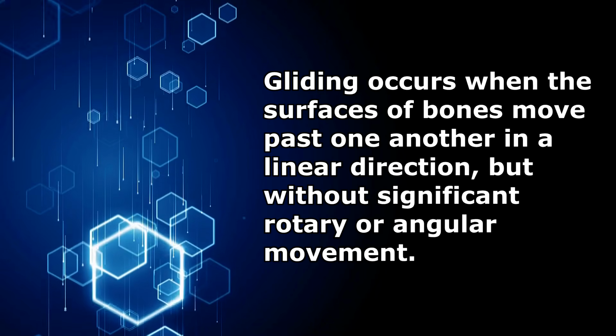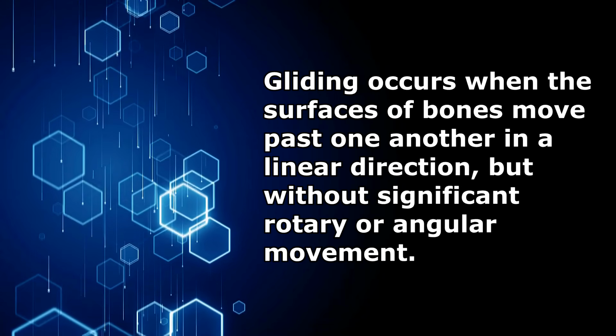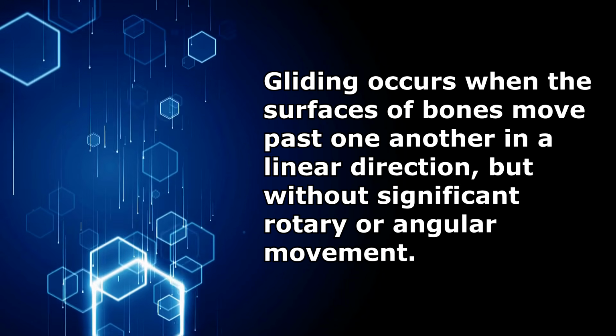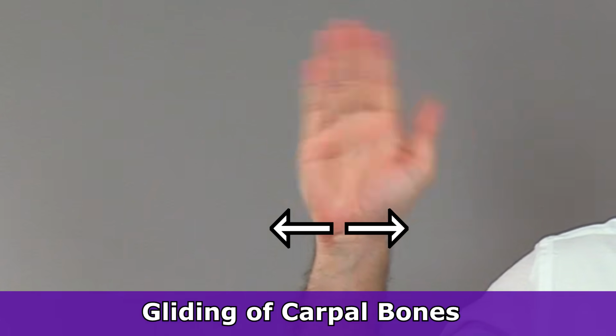Gliding occurs when the surfaces of bones move over one another in a linear direction without significant rotary or angular movement. The most common example of gliding is just simply taking your hand and moving it from left to right in a waving motion like this.